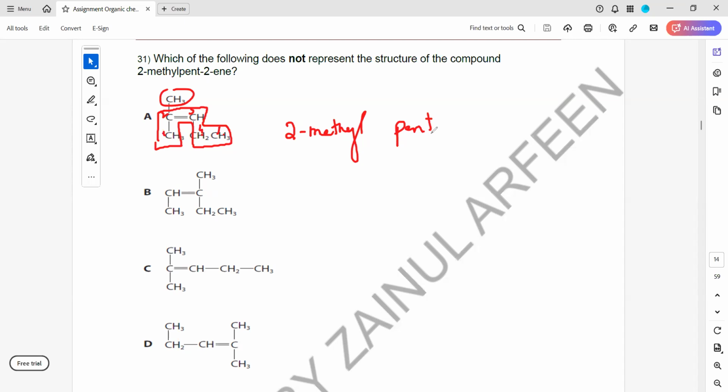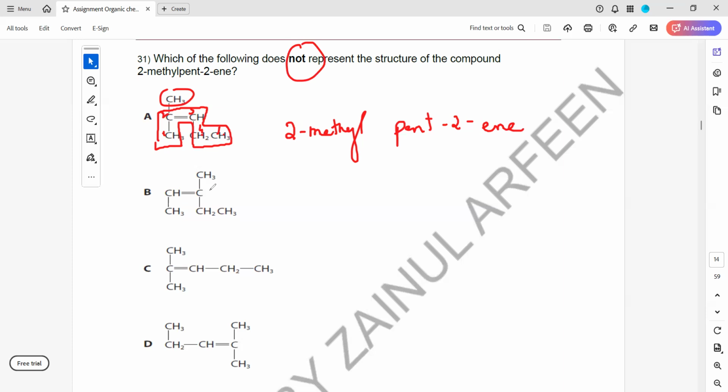The second carbon has the double bond, so 2-ene. So this is actually 2-methyl pentene. We want the one which does not represent it. So this is 2-methyl, so this is not the answer. Let's check the second option.